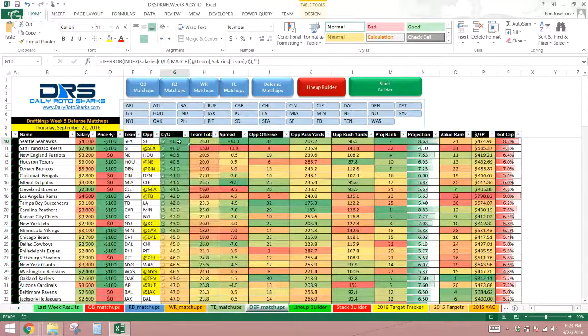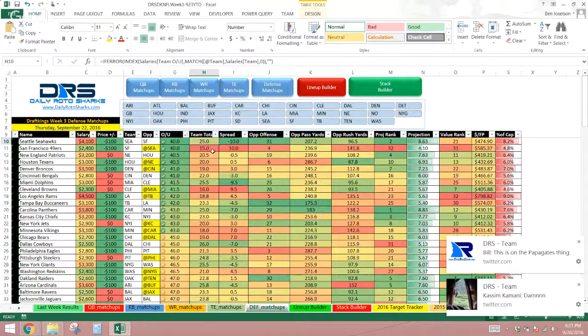You want to find a low total with a high team total, which is a good recipe, because that means the game isn't supposed to be high scoring, but your team is expected to score a decent amount and shut the other team out. So like this right here, you have Seattle versus 49ers, where Seattle is projected to score 25 and the 49ers are projected to score 15. So that's a prime matchup for the defense.